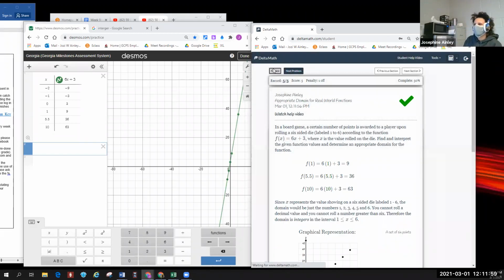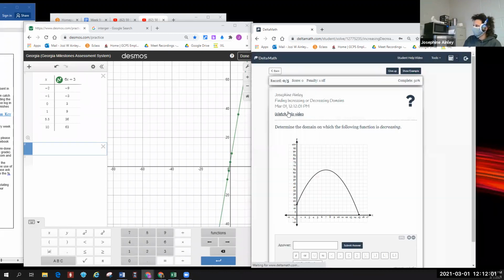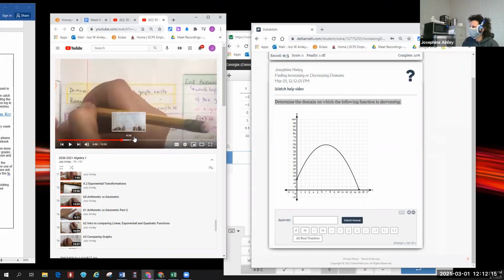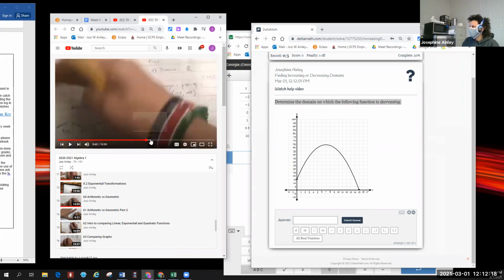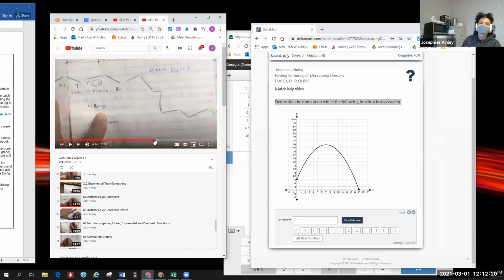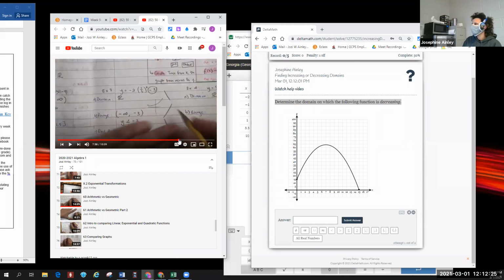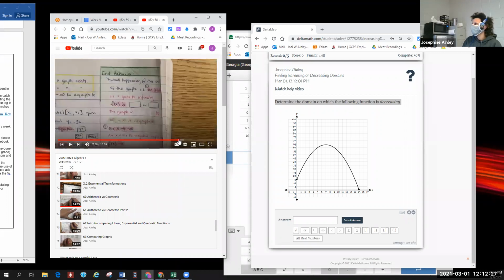I'm going to go ahead and do a couple of finding increasing and decreasing, because on these, sometimes people struggle with those as well. All right, so I'm going to use the video to do this. Determine the domain where the function is decreasing. So you need to know what decreasing means. Let me forward to the part of the video that talks about that. Okay, I'll just go over it. Maybe it'll just be faster.